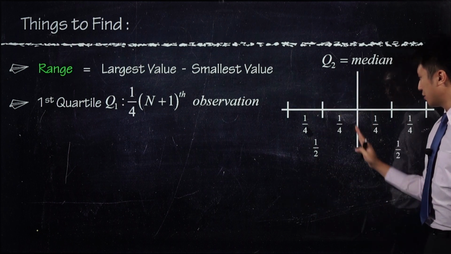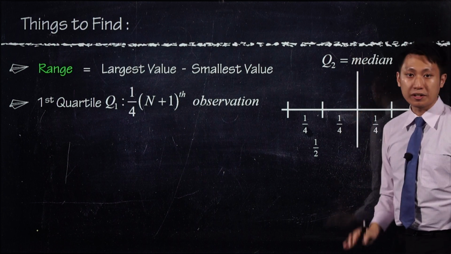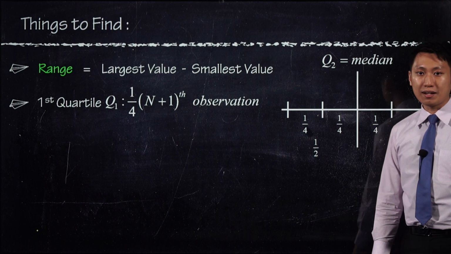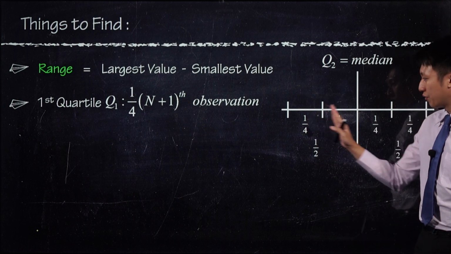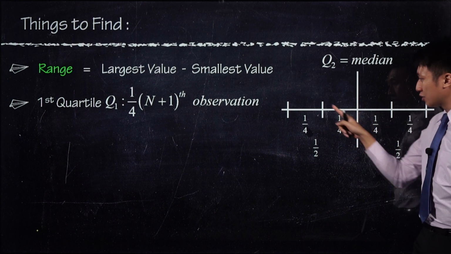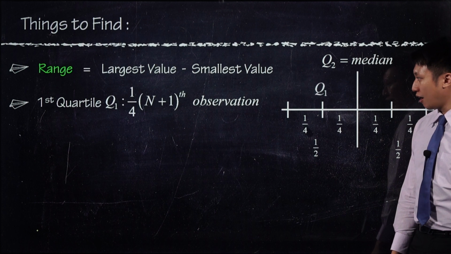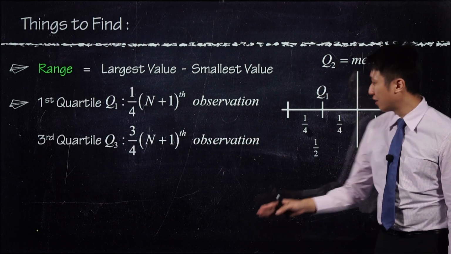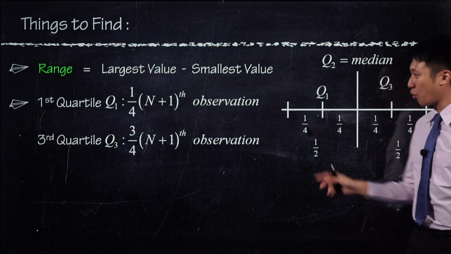If you chop it off, left hand side half, right hand side half, then this value is called the median. Then what is the first quartile? First quartile means the first quarter. So this one will be your first quartile. Then what's your third quartile? Like the third quarter, 1, 2, 3. Third quarter, so third quartile.